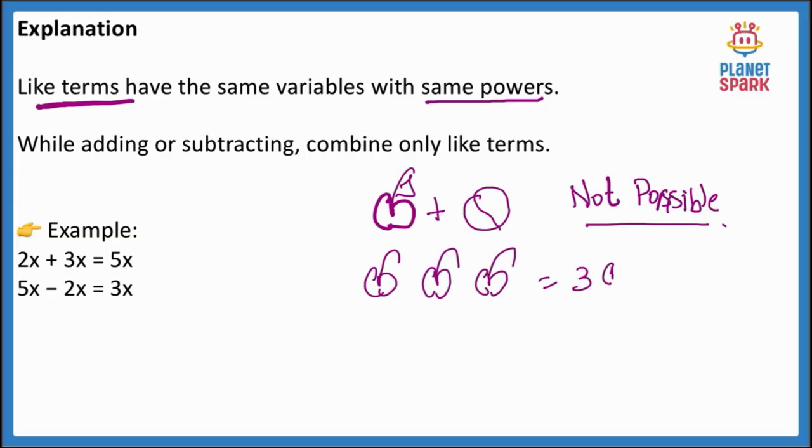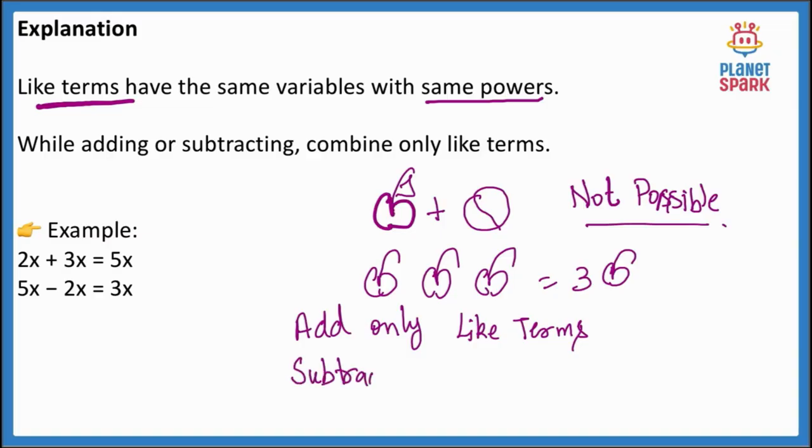So, like terms are the terms which have the same variables. The variables over here would be x, y, z and the same powers also. Now, 3x and 3x square are not like terms because the powers also have to be the same. And the rule for adding is we can only add or subtract like terms, not the unlike terms.